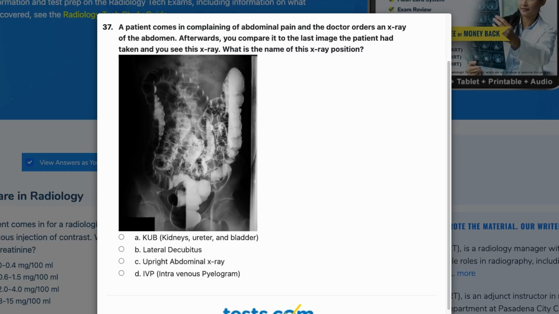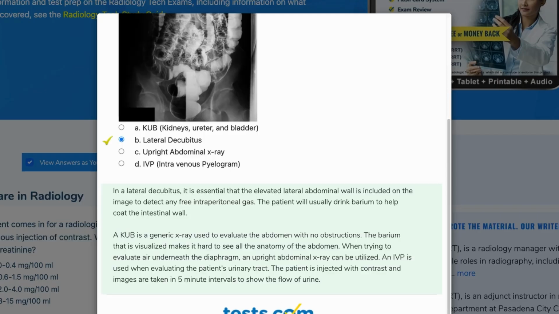What is the name of this X-ray position? A. KUB, kidneys, ureter, and bladder. B. Lateral decubitus. C. Upright abdominal X-ray. D. IVP, or intravenous pyelogram. B. Lateral decubitus. In a lateral decubitus, it is essential that the elevated lateral abdominal wall is included on the image to detect any free intraperitoneal gas.